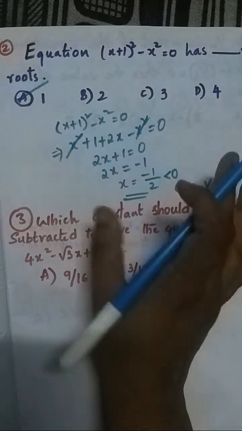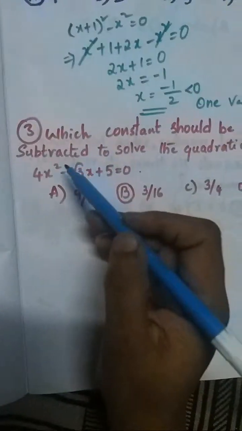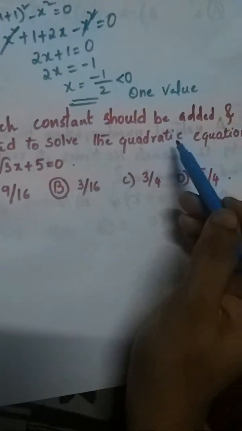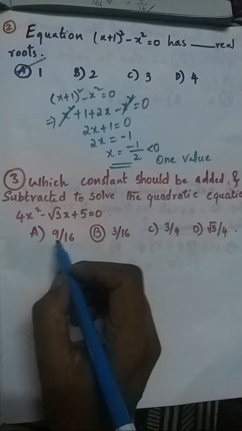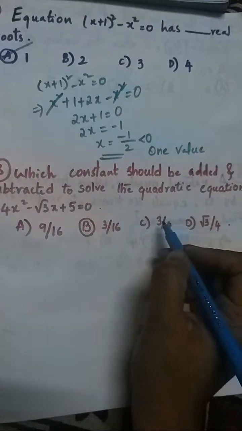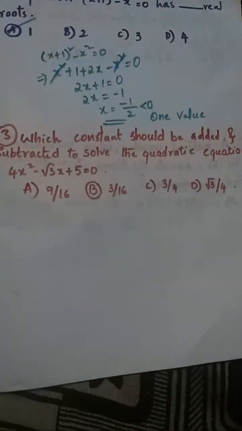Means only one root. The third one is: which constant should be added and subtracted to solve the quadratic equation 4x square minus root 3x plus 5 equal to 0? The options given are 9 by 16, 3 by 16, 3 by 4 and D, root 3 by 4. Okay, now what do we have to do, children?